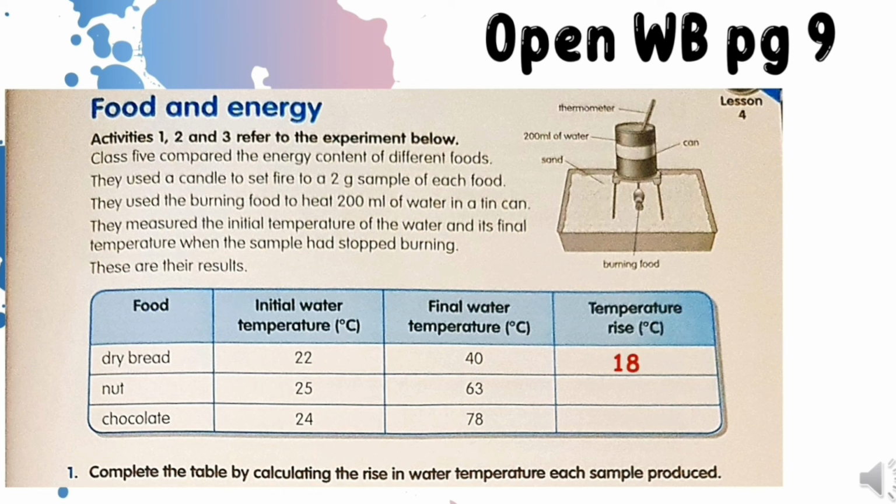The second one 63 minus 25, you get 38. And the last one 78 minus 24. So 8 minus 4 is 4 and 7 minus 2 is 5. So you get 54. Okay, now we move to the next question. It's also based on this activity.